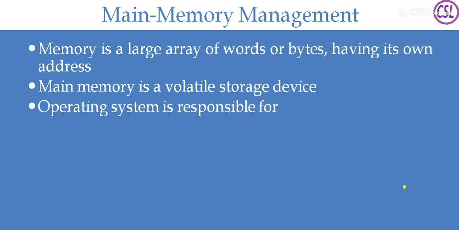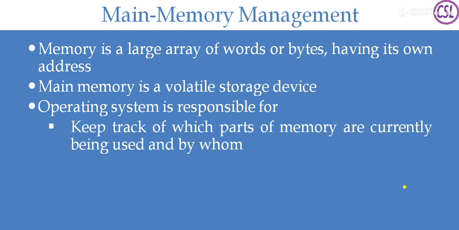Here the operating system's responsibility for managing this main memory is that it keeps track of which parts of memory are currently being used and by whom. That means it always monitors how much memory is occupied and who uses this memory. Who, in the sense, which process uses the memory? Which parts of the memory are used? The operating system always keeps track.